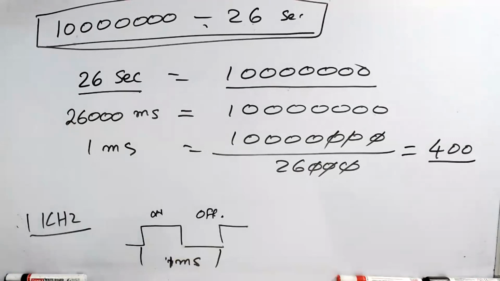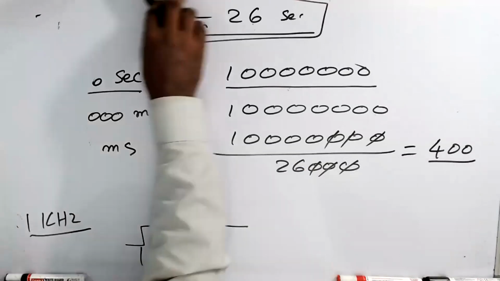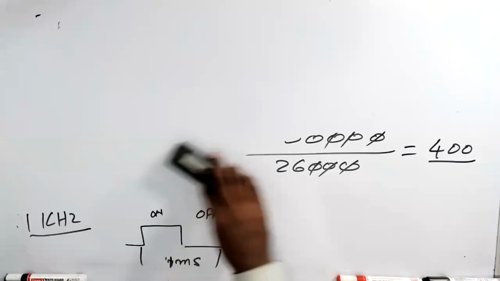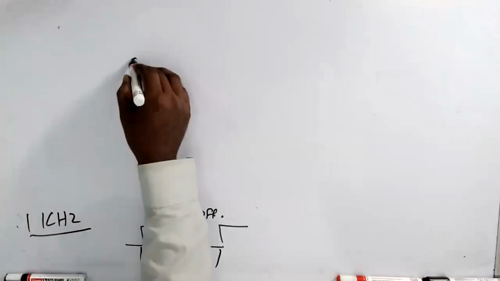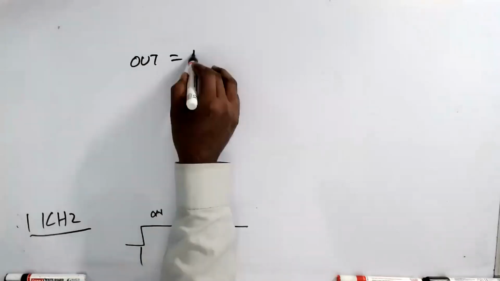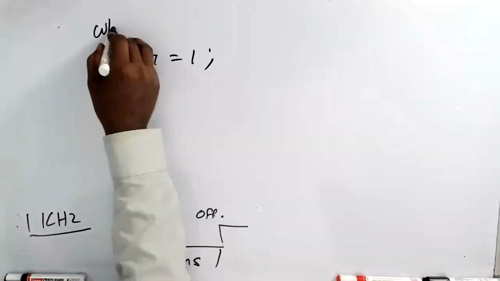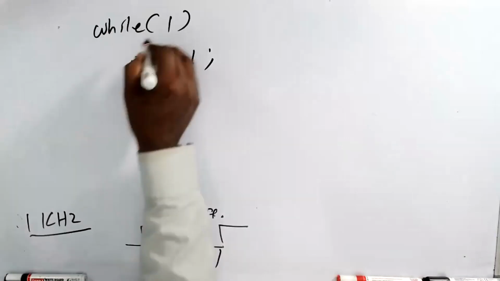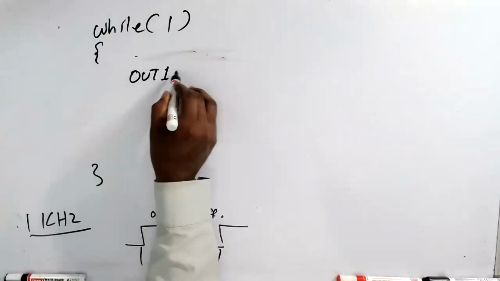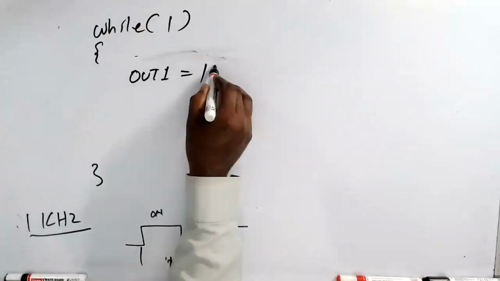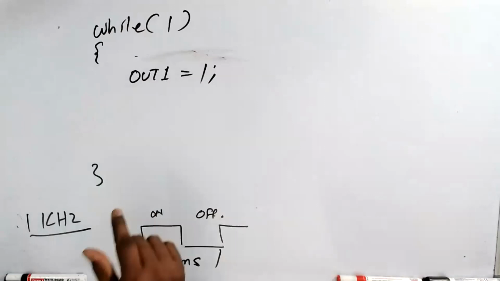Now you write a program. Am I right? Now let us write a program. For now, you say out equal to 1. While always there, while 1 is there. Now you output out 1. I will tell you at the end of the class. Now itself there's something interesting. You will be very surprised.